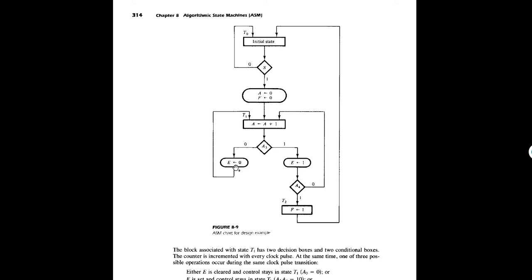So here E is set to 0 if A3 is equal to 0. Okay, so this was about conditional boxes as well. But our main motto is to understand the difference between flowchart and ASM chart.